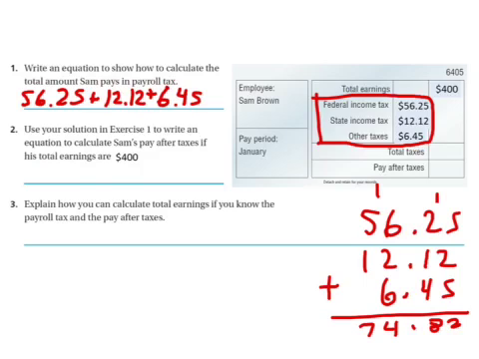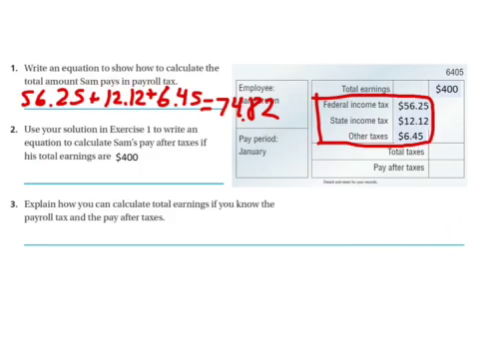So $74.82 is how much, I'm running out of room a little bit, but is how much Sam pays in payroll taxes. And that is what they mean when they say write down an equation that shows how to calculate it. So we've calculated that.